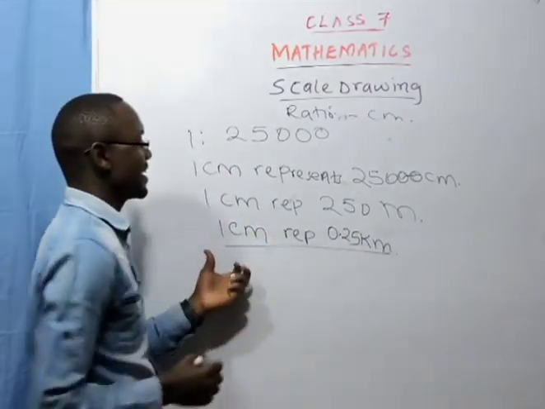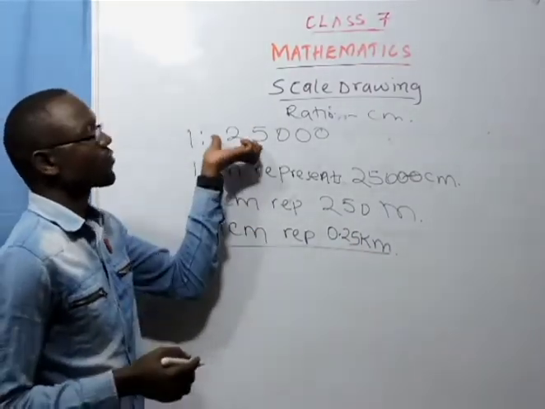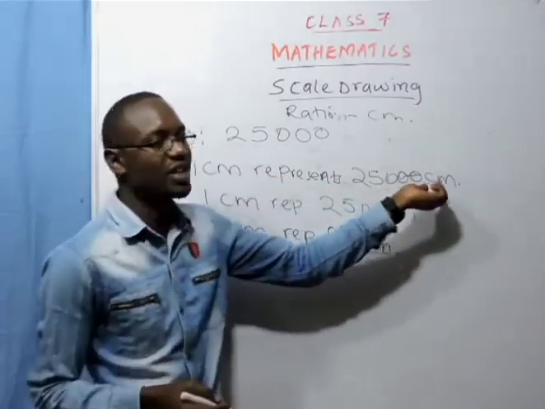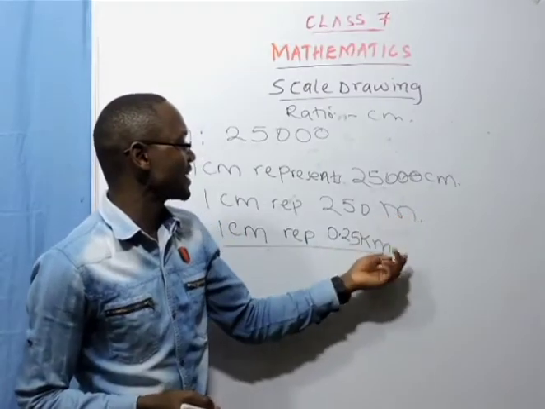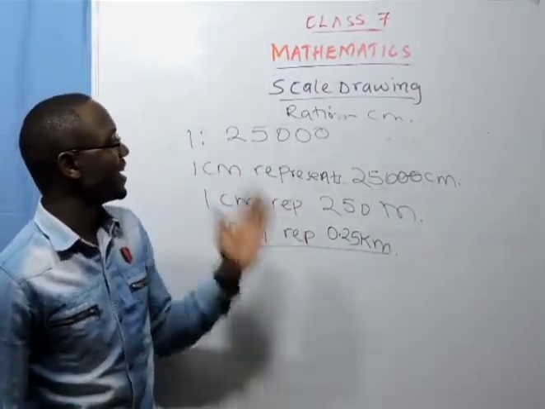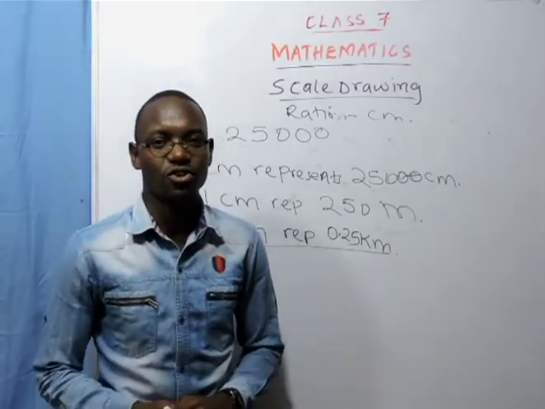That is the scale in linear form. We've gone from ratio to linear scale. And we say we start from the smallest unit, then we go to meters, then to kilometers. So that is how we express scale in linear and in ratio form. Thank you.